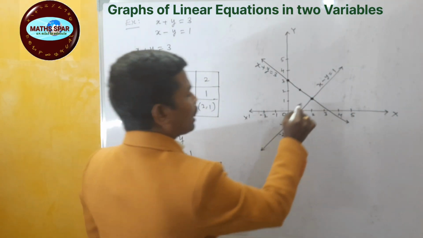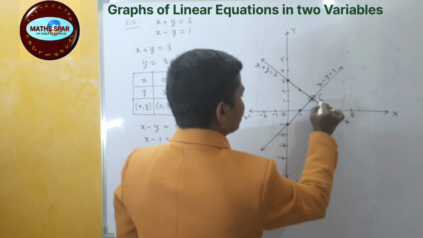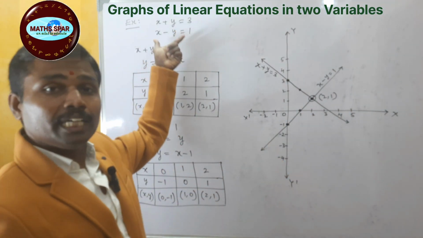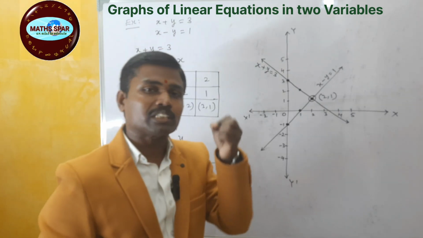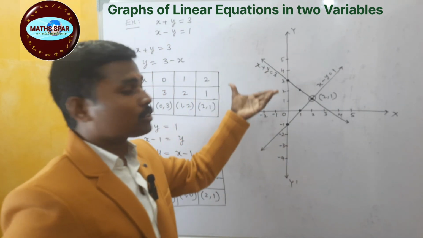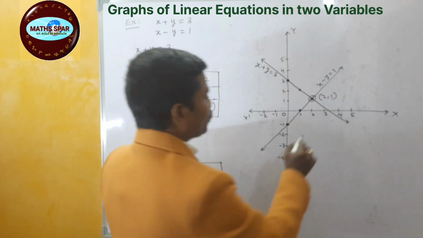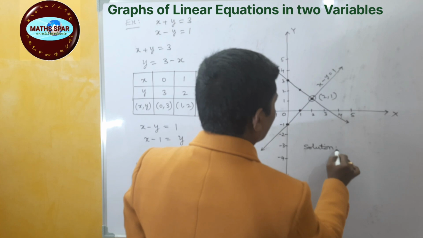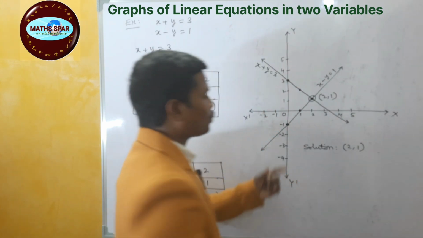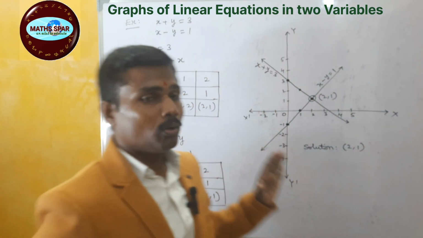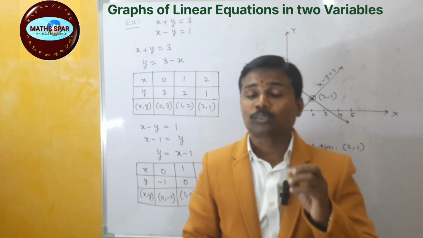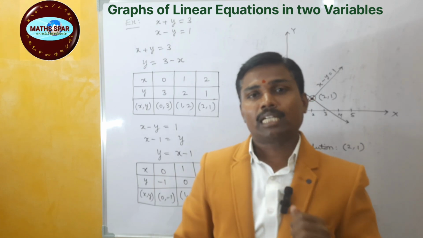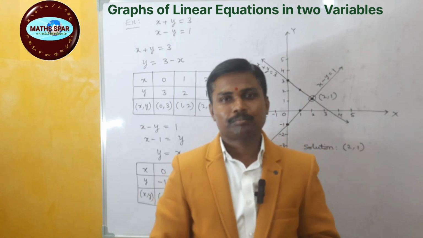So both the lines are intersecting at this particular point. So this particular point 2 comma 1 is the solution of these two given linear equations in two variables, solved graphically. So you will write solution or the point of intersection is 2, 1. So this is how we find solutions based on linear equations in two variables. Thank you.